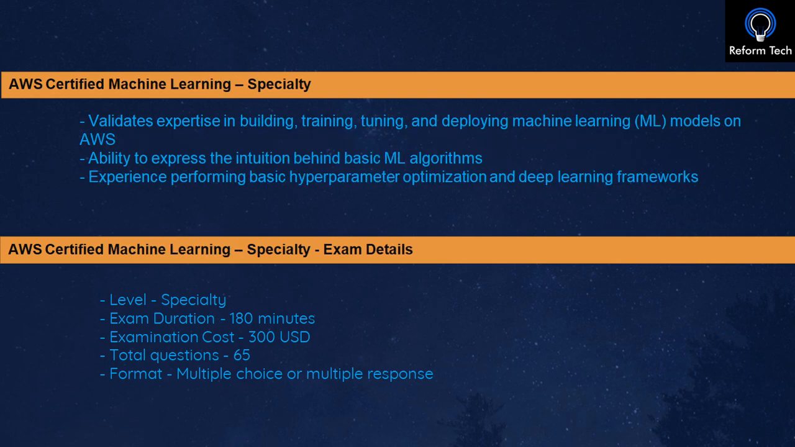The next certificate is machine learning. So it validates the ability to build, train, tune, and deploy machine learning models on AWS, and to express the intuition behind basic machine learning algorithms, and also experience performing basic hyperparameter optimization and with deep learning frameworks. So the exam duration is 180 minutes, and examination cost is 300 USD. Total questions are 65.